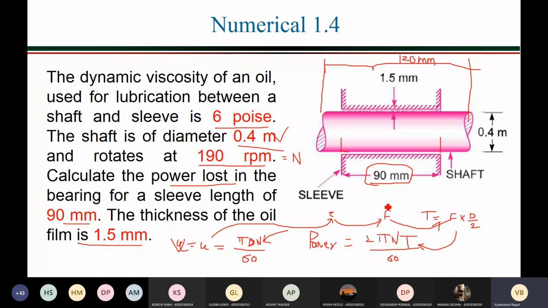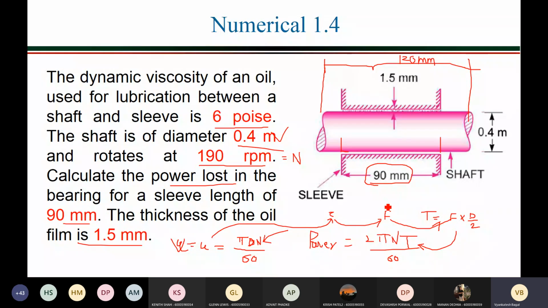Yes, sir. 716.3. Very good. So it is close to 716 watt. That's it. So what you understood from these two numericals is how to find out the power lost or how to find out the force required to pull the shaft. Both things you have calculated.